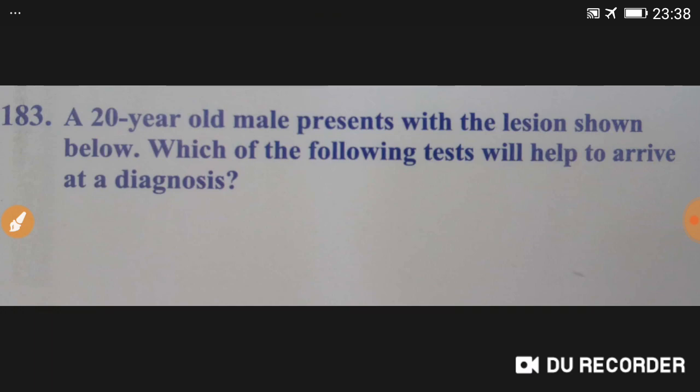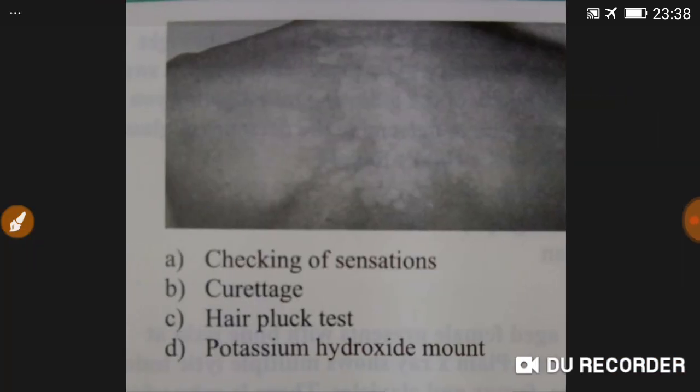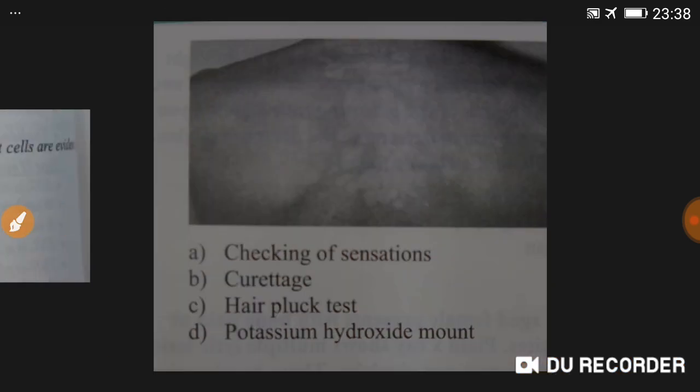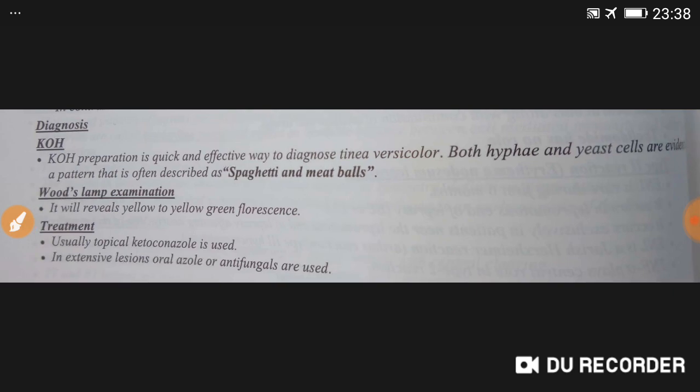A 20-year-old male presents with the lesions shown below. Which of the following tests will help to arrive at diagnosis? So let's see, what is this? This is a potassium hydroxide mount for pityriasis versicolor. Also spaghetti meatball appearance.